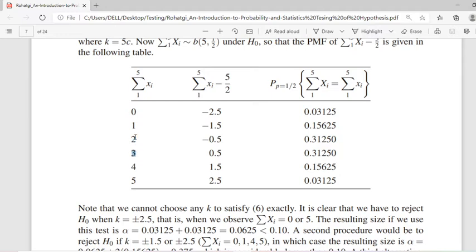That means we have to reject when we observe either 0 or 5, when we observe the sum 0 or 5. So it is clear that we have to reject H0 when the value of k is equal to plus or minus 2.5.